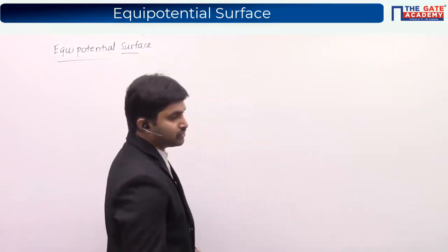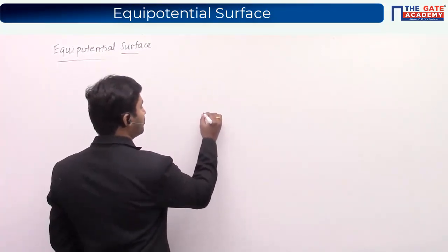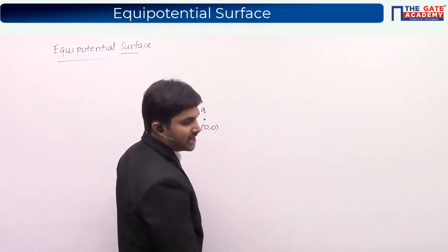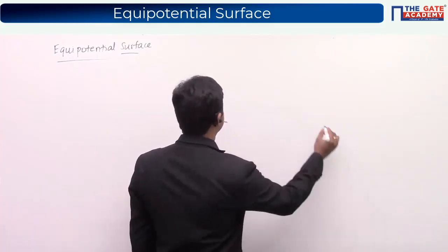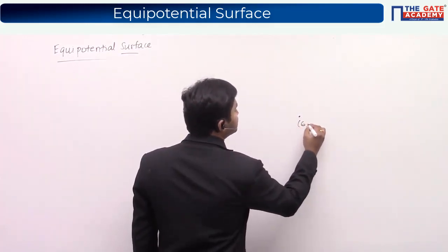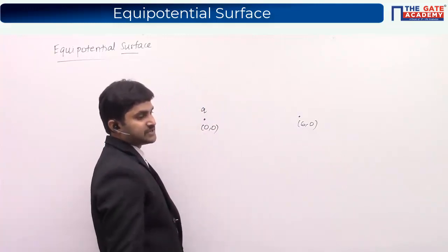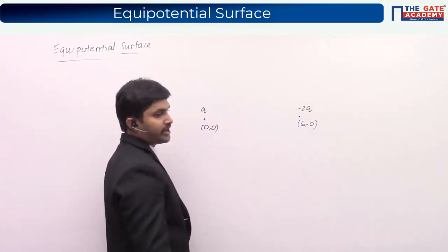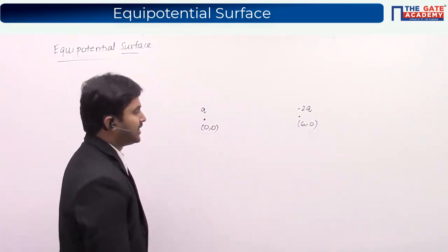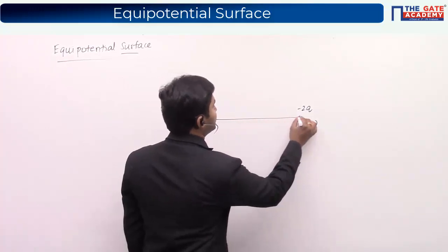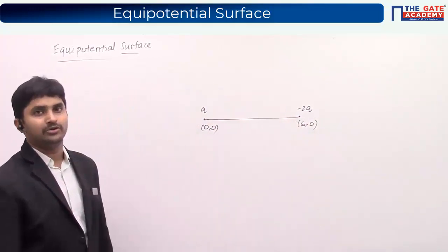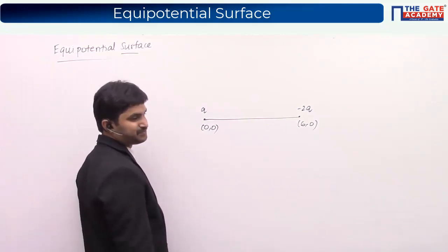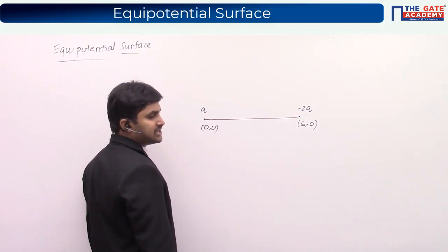One is present at the origin (0, 0) with charge Q, and the second charge is present at (6, 0). So visibly it is present on the x-axis. Here the charge is Q and here the charge is minus 2Q. This is the line joining both. Now we have to talk about the equipotential surface where the potential value is equal to 0.